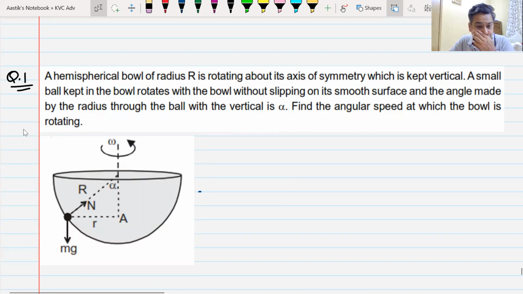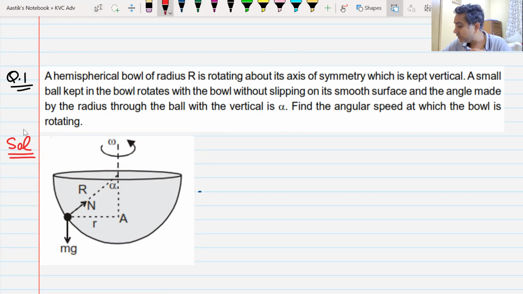This is what they give you. The diagram is not given. I'm giving it to you as a hint so that you can solve the question. So this is the ball of radius r, which is rotating about the vertical axis. This is the vertical axis. Alpha is given to you, r is given to you. You have to find the angular speed at which this is rotating. And the ball is not slipping. I'll give you 2 minutes to do this.